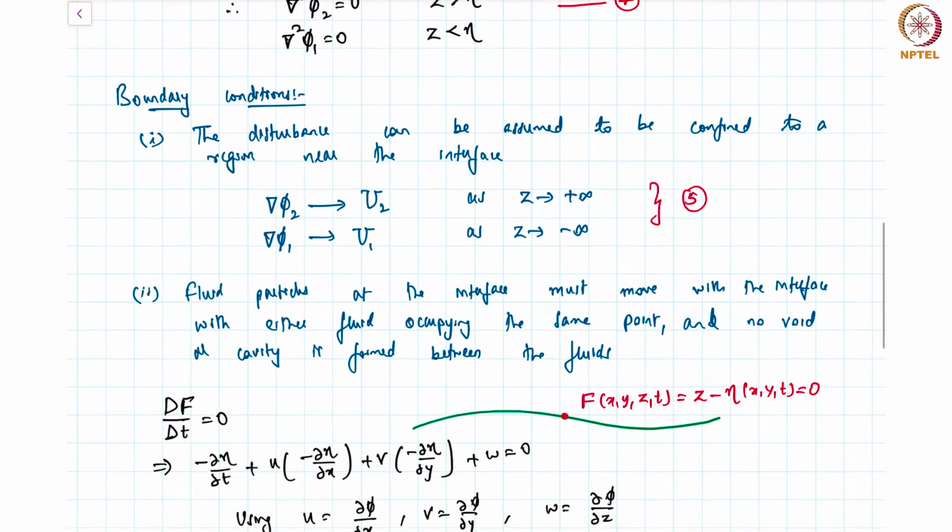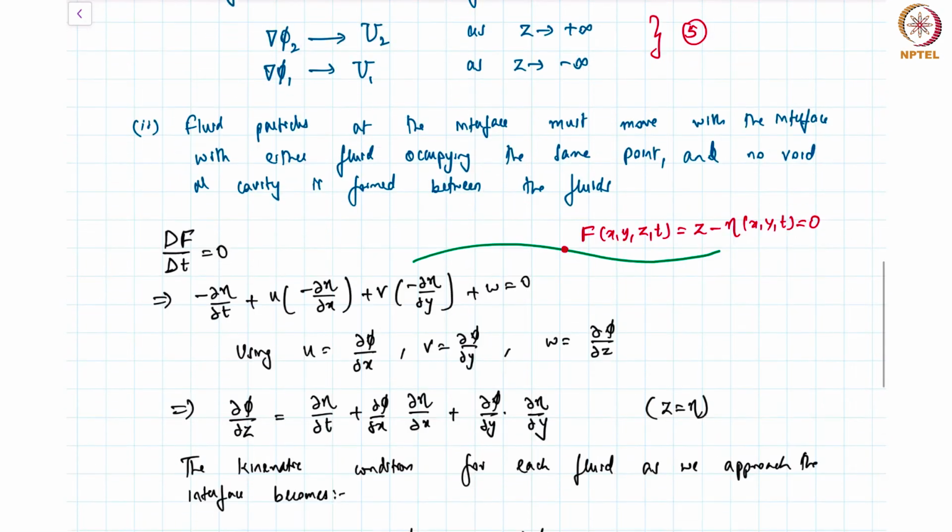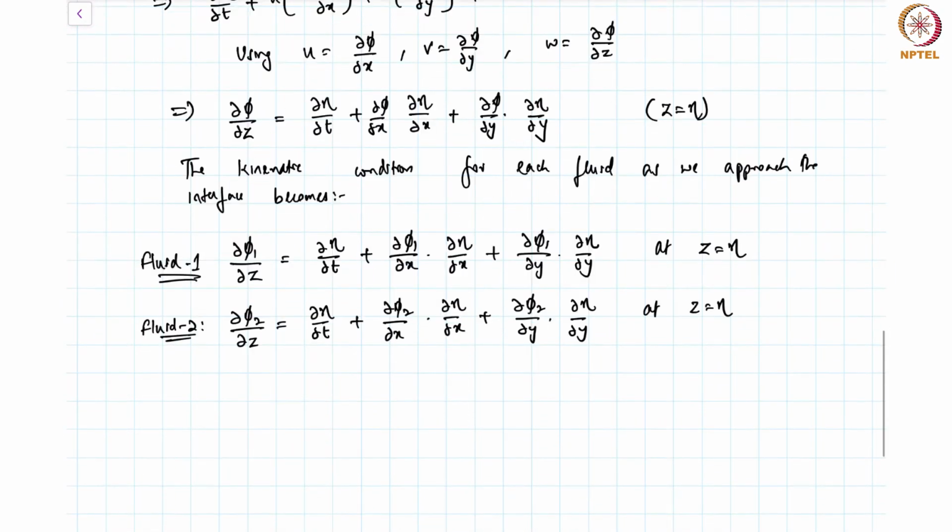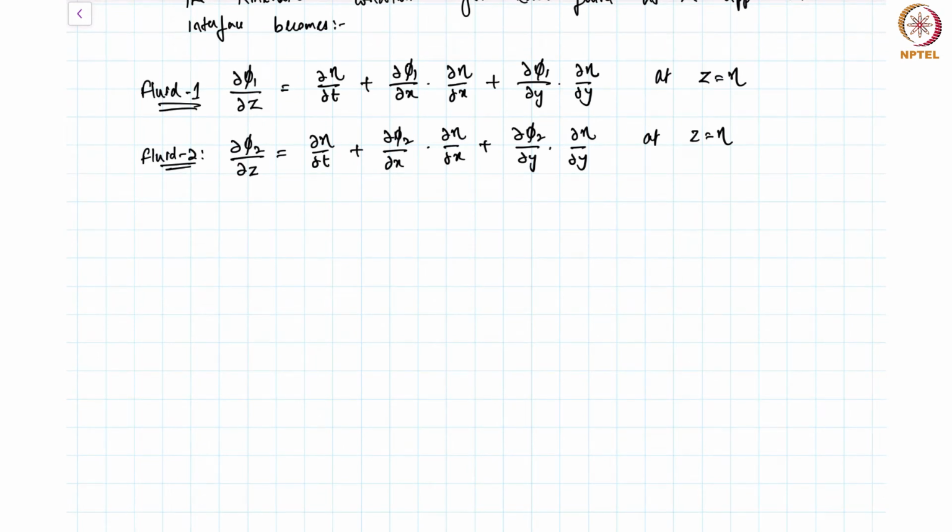So let's look at what boundary conditions we've written so far. We first wrote down that the disturbance vanishes far away from the interface, and next we wrote down the kinematic condition. Now we'll write down the normal stress balance. The normal stress balance can be written in the following way.